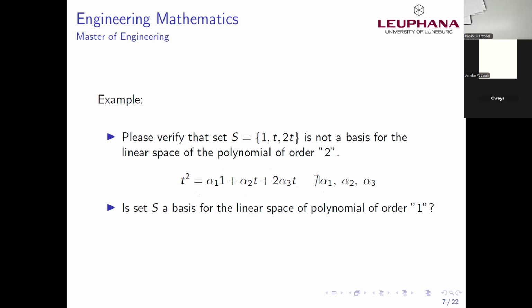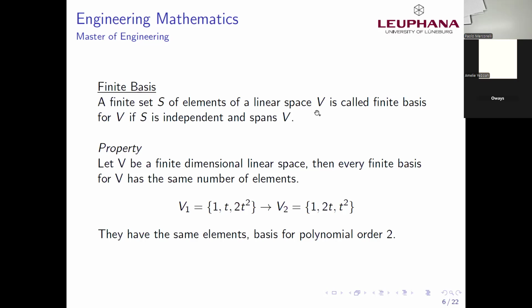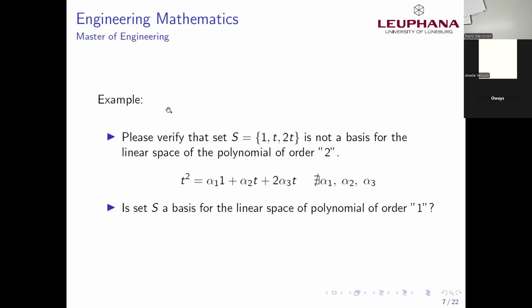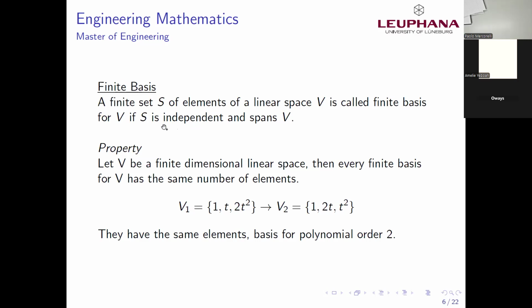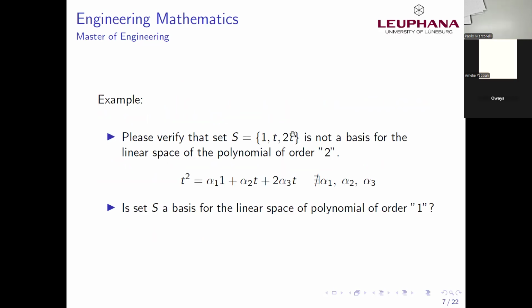Think about whether the set S is a basis for the linear space of polynomials of order 1. To answer this question, think about independence. In this sense it is not, because we have 2 elements which are not independent, t and 2t. Of course, I can eliminate one. But formally, it is also not a basis in this form, because the elements are not independent.